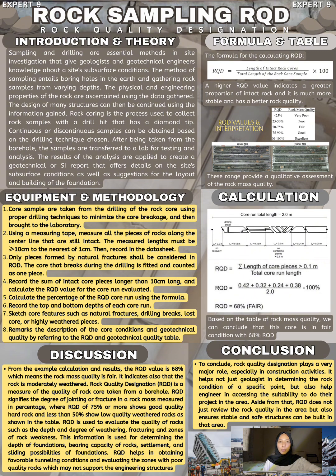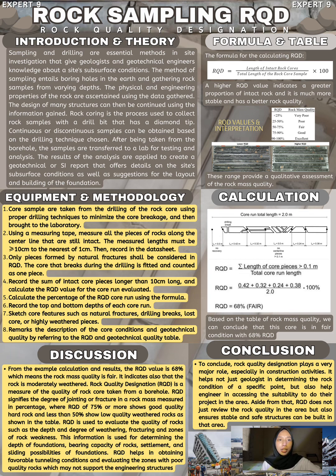Rock coring is the process used to collect rock samples with a drill bit that has a diamond tip. Continuous or discontinuous samples can be obtained based on the drilling technique chosen. After being taken from the borehole, the samples are transferred to a lab for testing and analysis. The results of the analysis are applied to create a geotechnical or SI report that offers details on the site's subsurface condition as well as suggestions for the layout and building of the foundation.